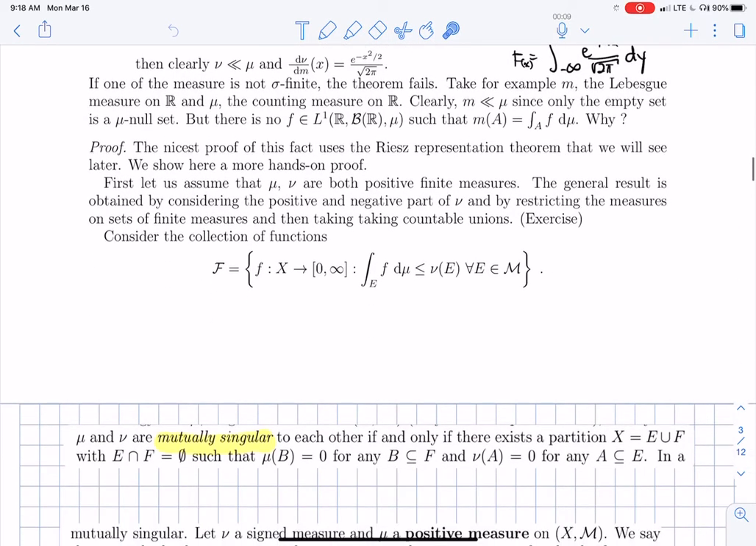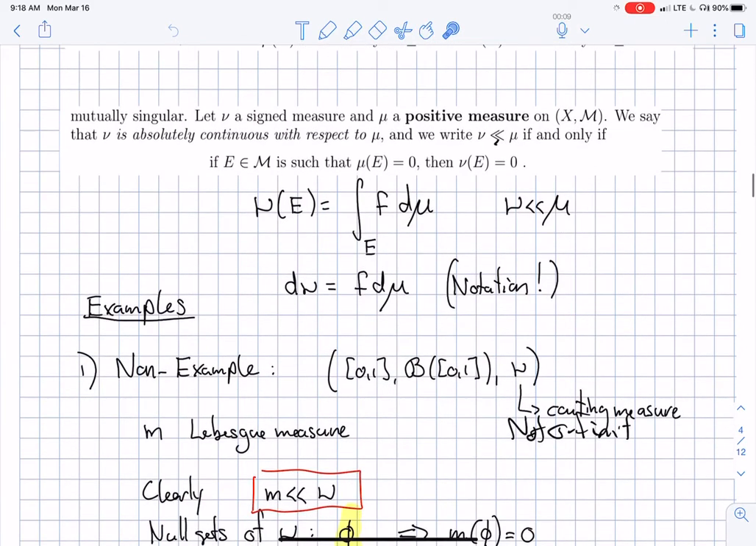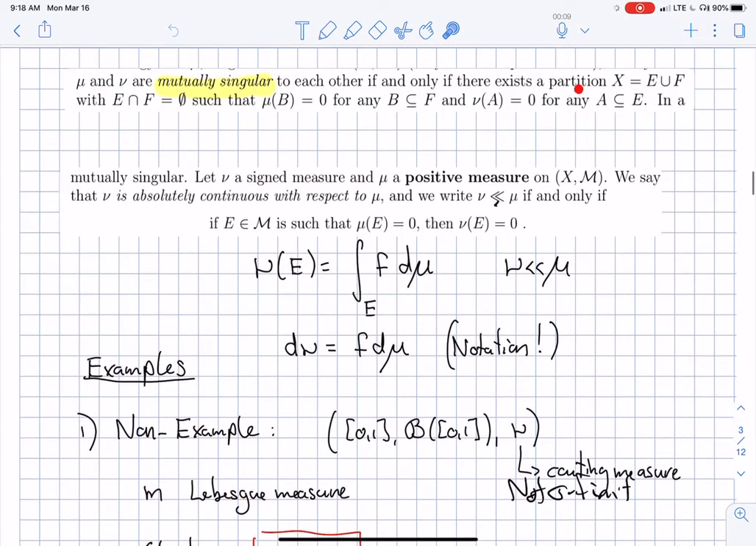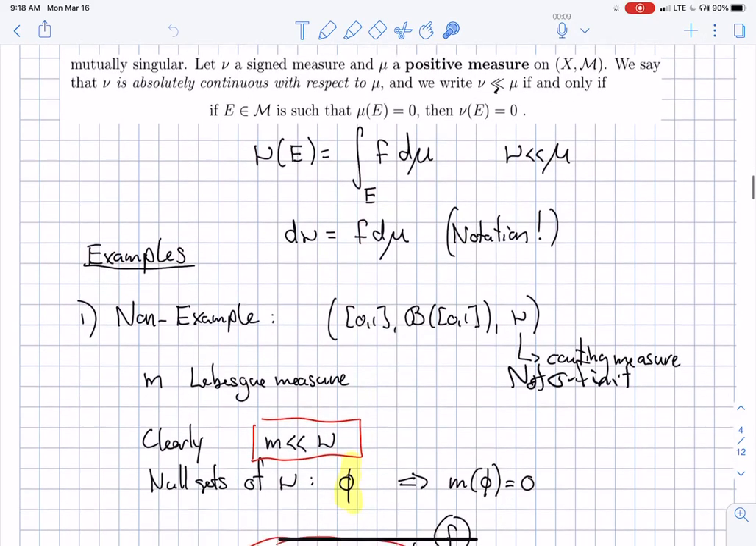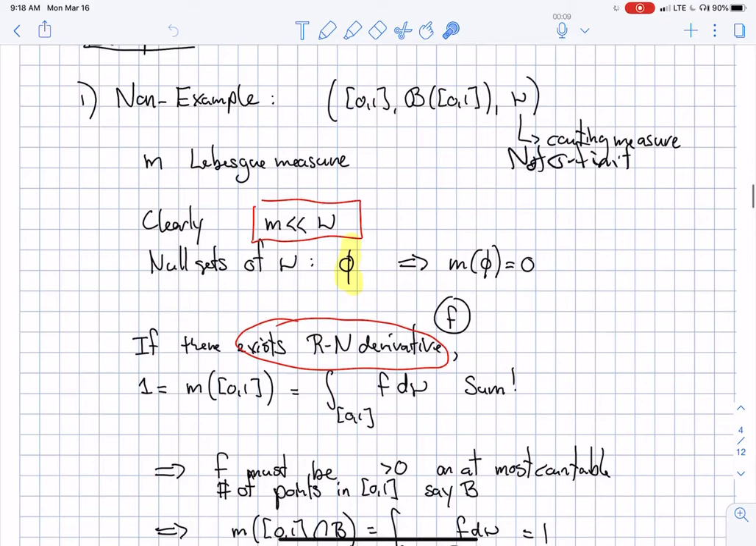Okay, so let's do the examples we did in class again. Here I recall the definition of mutually singular and absolutely continuous. So we'll assume we know what that means now. So let's start with a non-example. Let's say you don't have sigma finite. So the reference measure now is the counting measure. It's not sigma finite on [0, 1] with the Borel sets of [0, 1]. It would be sigma finite though if the set was countable, obviously.